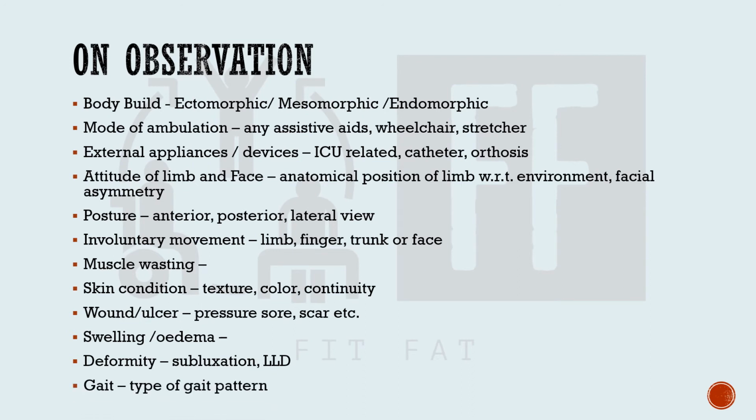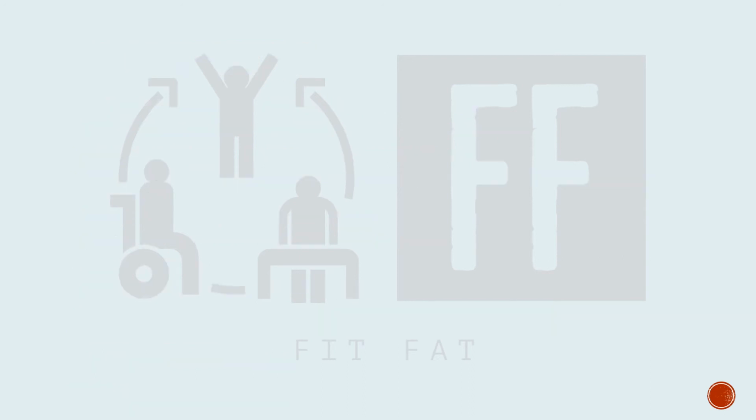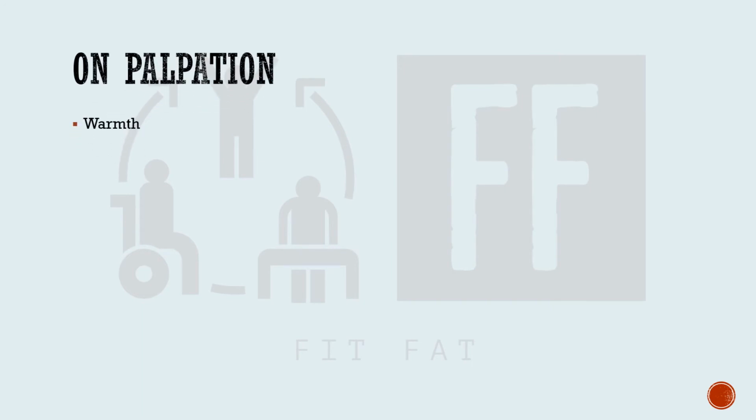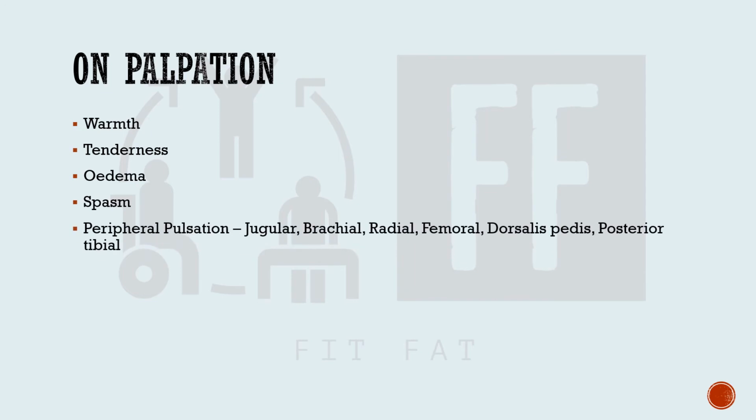Then there is gait, the type of gait pattern used by the patient. So now I have to palpate the area. On palpation we are going to note the warmth of the area, if there is any tenderness present, if there is any edema, spasm, and peripheral pulsation of that area. There are the jugular pulse, brachial pulse, radial pulse, femoral pulse, dorsalis pedis and posterior tibial.